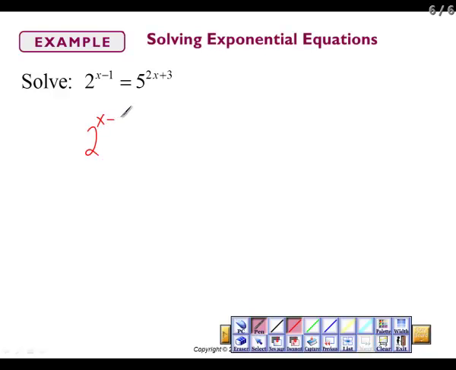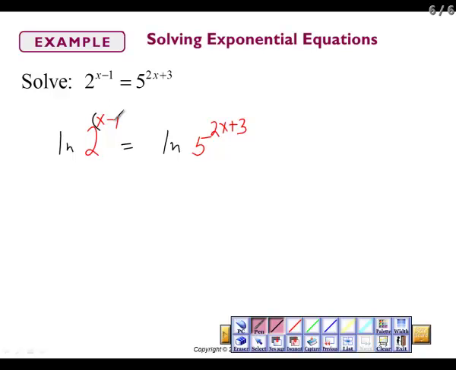So I'm going to rewrite this: 2 to the x minus 1 equals 5 to the 2x plus 3. I'm going to give myself some room here, and we're going to apply natural log to both sides. You could have applied log base 10 if you wanted. It doesn't matter that much.